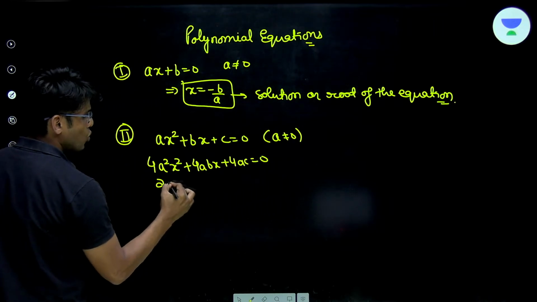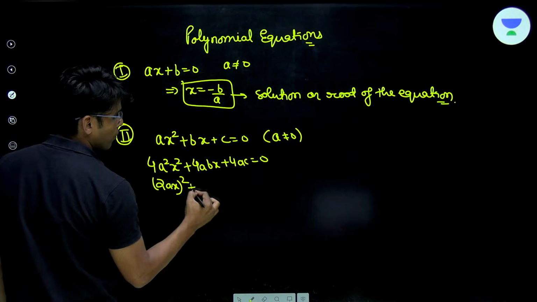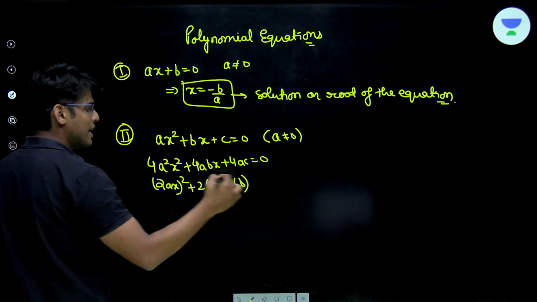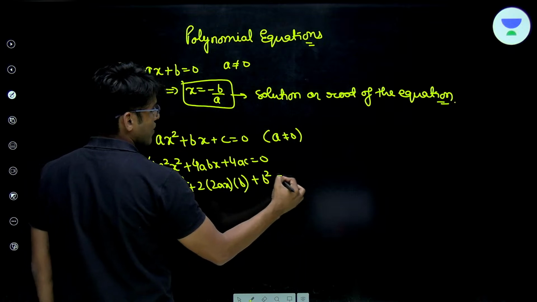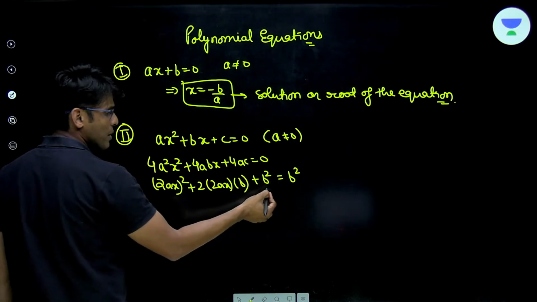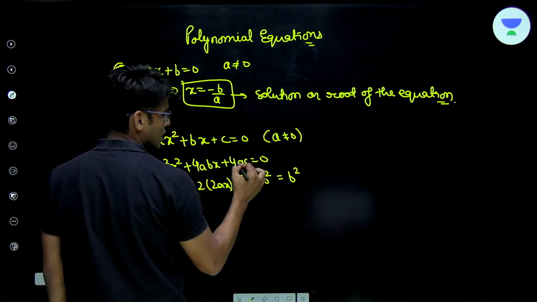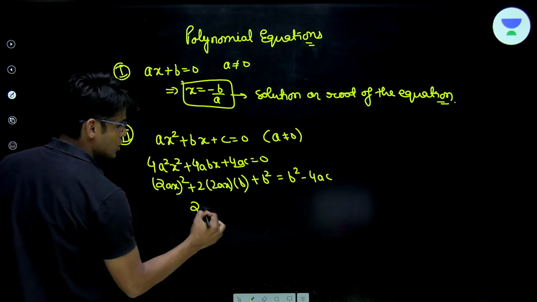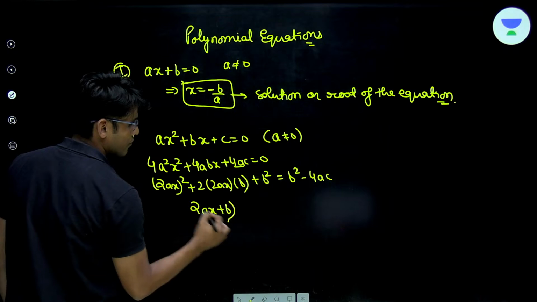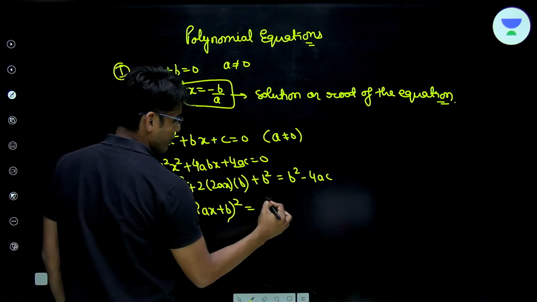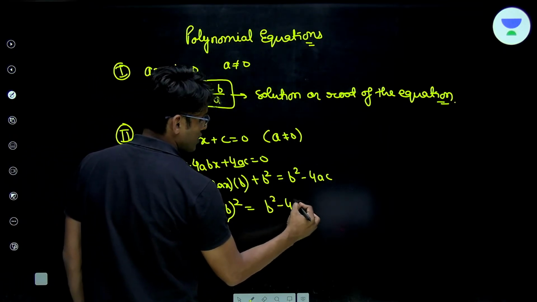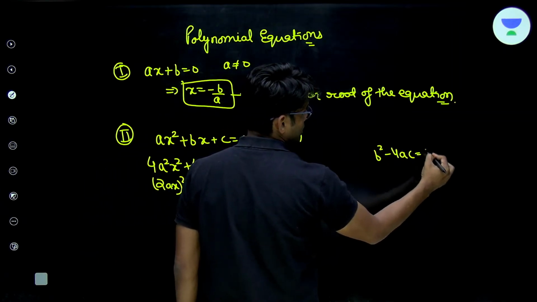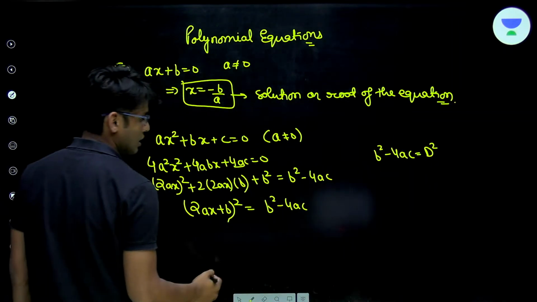Now this is (2ax) whole square plus 2 times 2ax into b. Completing the perfect square is a very, very important strategy. For that we add b square here, and 4ac I will just put here. This is (2ax plus b) whole square is equal to b square minus 4ac. Now I am going to put b square minus 4ac is equal to d.